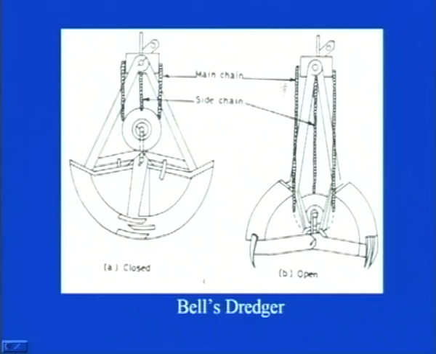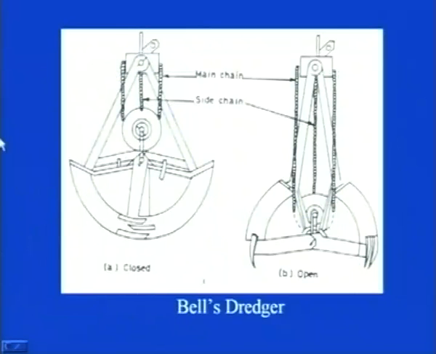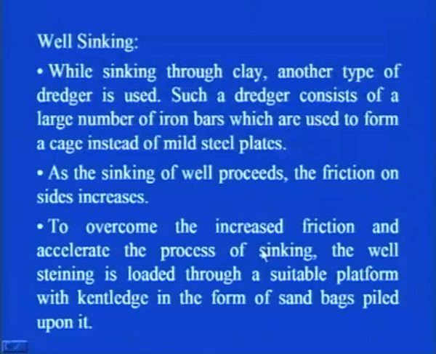You can see this is being lowered in open position. You can see the teeth over here. So, it just goes into the soil. It bites into the soil. The dredger is then unlatched and pulled upwards. What happens during the pulling? The dredger closes and the prongs join to form a bucket which is full of excavated material. You can see here, when you are lowering it down, it is in open position. When you take this out, it becomes closed and takes the form of a bucket, filled with the excavated material. So, you can take this out and empty this, and then again lower it in open position.